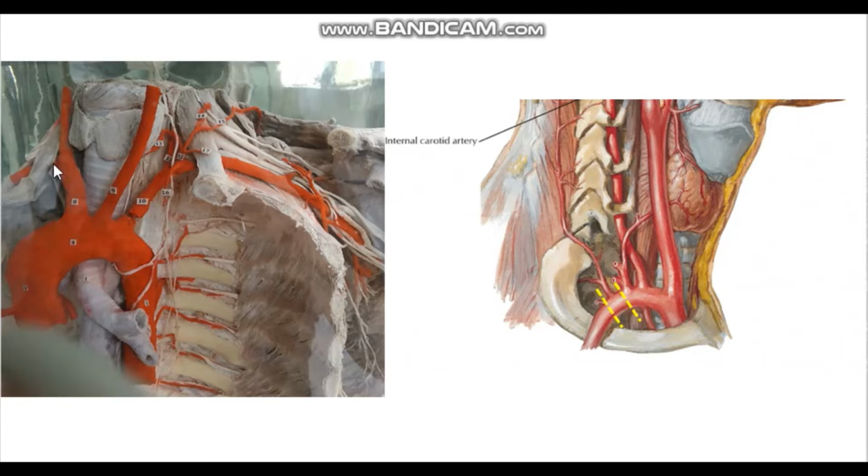The right subclavian artery arises from the brachiocephalic trunk at the level of the right sternoclavicular joint. The left one is a direct branch of the aortic arch. It passes through the superior mediastinum, and in the root of the neck it is located behind the left sternoclavicular joint.